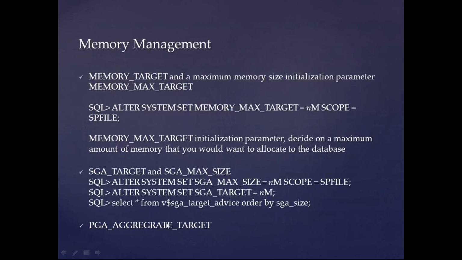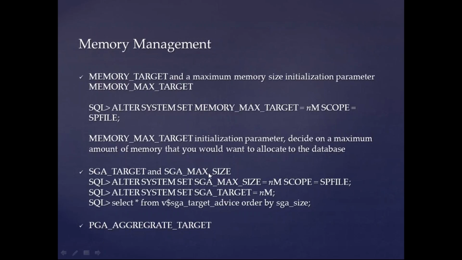One is you can set it with memory target. The second thing is you set it on your own. For the PGA you have a parameter known as PGA aggregate target, which sets the size of the PGA. So you can say alter system set PGA_AGGREGATE_TARGET equal to 2G. G stands for GB, M stands for megabytes. So 2G is 2 GB, and similarly SGA target and SGA max size.